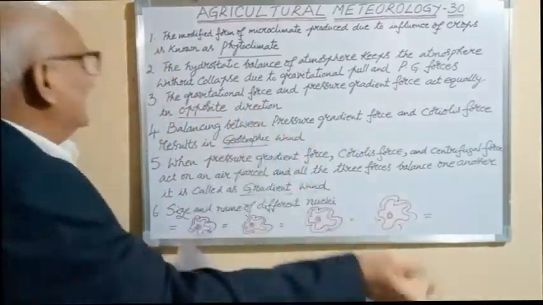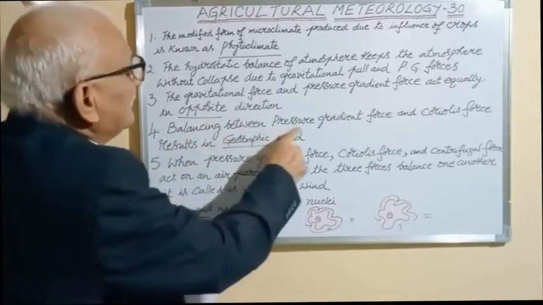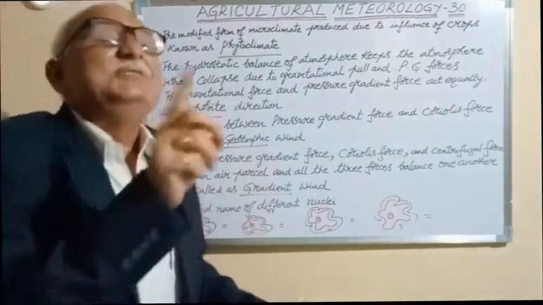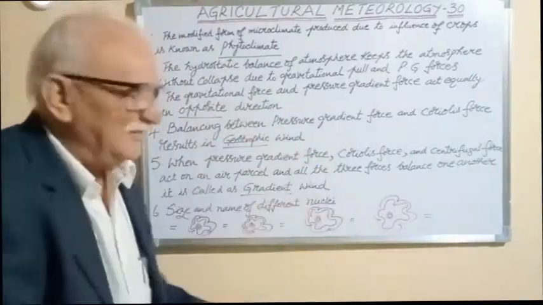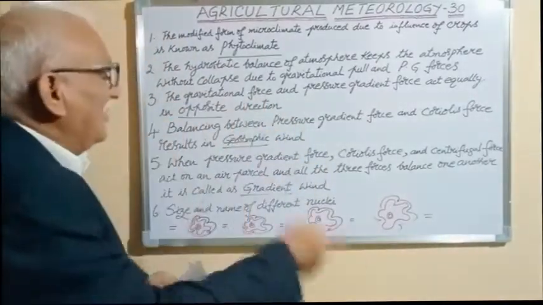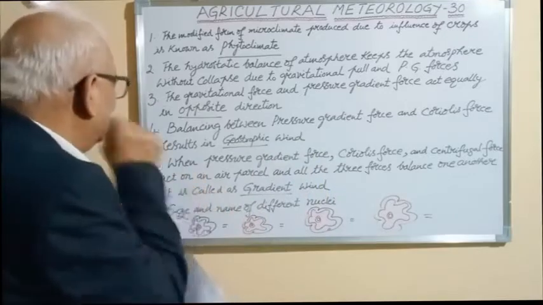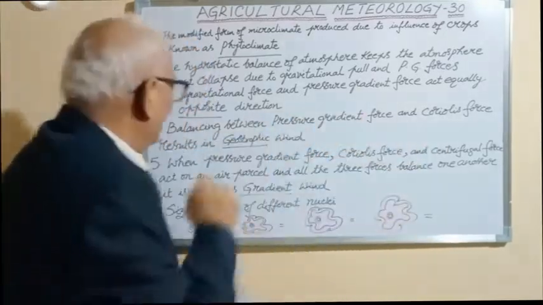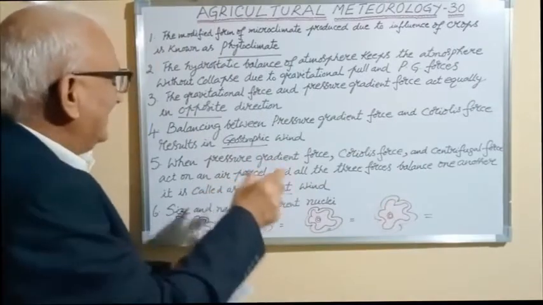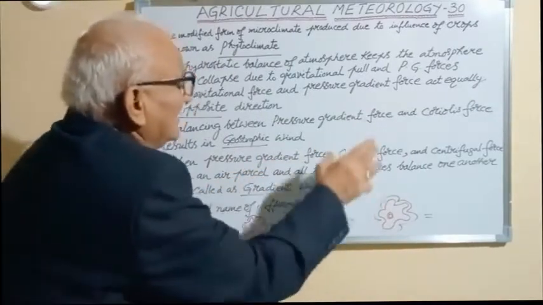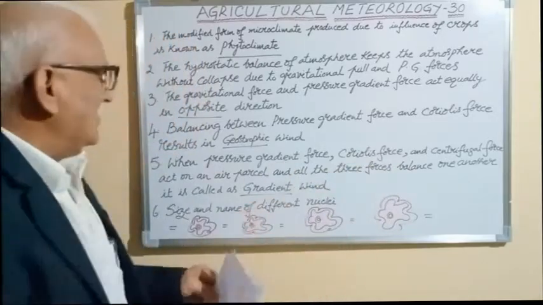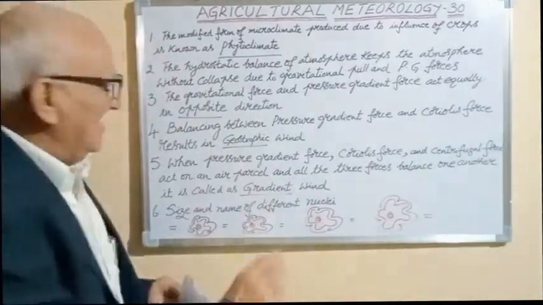Now, a very interesting bit, another one: balancing between pressure gradient force and Coriolis force results in geostrophic wind. Geostrophic wind, this is where the Coriolis force is added. Now, centrifugal force is added in this fifth bit. What is that? When pressure gradient force, Coriolis force and centrifugal force, all these three, act on an air parcel and these three forces balance one another, it is called gradient wind.